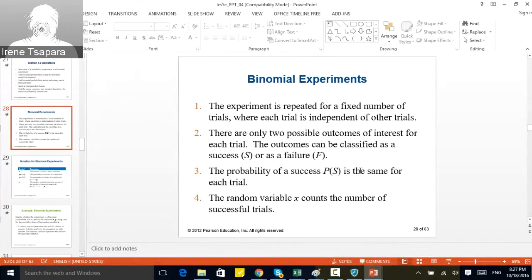One of the outcomes we consider to be a success. It doesn't really matter what it is. And the other outcome we consider to be a failure. The probability for success and consequently for failure is the same for each one of the trials. Also, the random variable counts the number of successful trials. So the first three are the requirements that we set in order to ensure that the experiment that we are working with follows the binomial distribution.